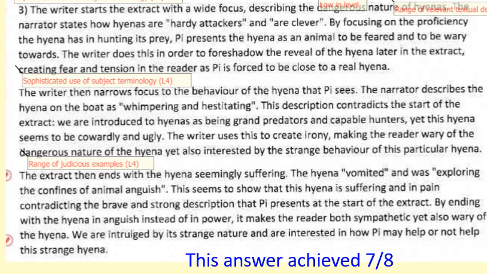And then by the end, we see a hyena that's vomiting and exploring anguish. Okay, by the end, we realise this hyena is in suffering and in pain. And it contradicts this sense of a hyena being dangerous from the beginning. Okay, we become by the end quite sympathetic towards it. And that's a bit of a surprise because in that first paragraph, we thought they were going to be devilish monsters.